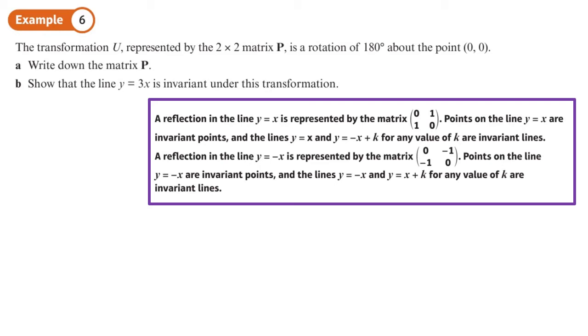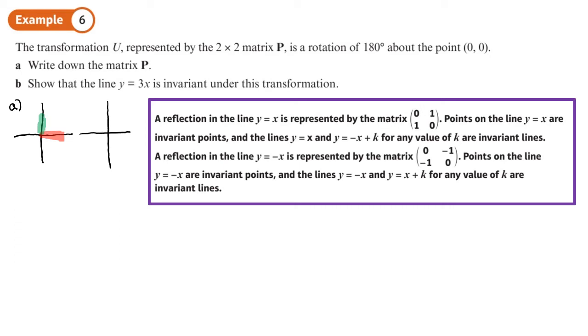So we're going to do the same thing that we did before, which is to look at the points (1, 0) and (0, 1). I'm going to use red and green. So red will be that one, (1, 0), and (0, 1) is that. And if it's a rotation of 180 degrees about the origin, let's draw where (1, 0) and (0, 1) will end up.